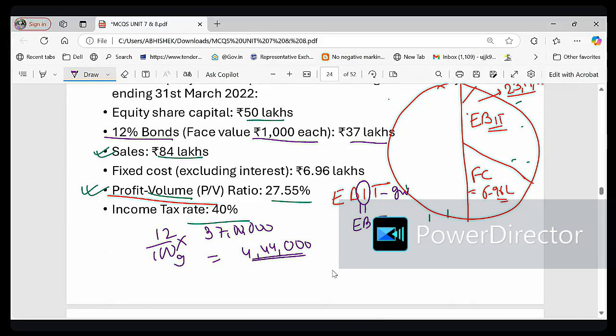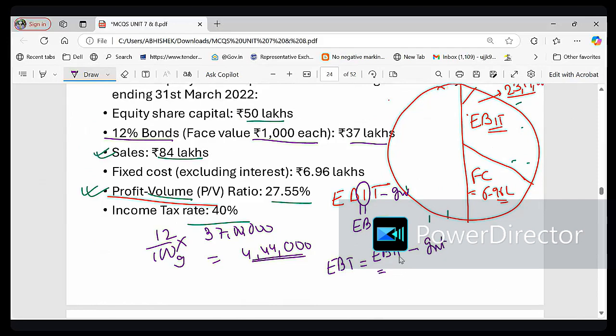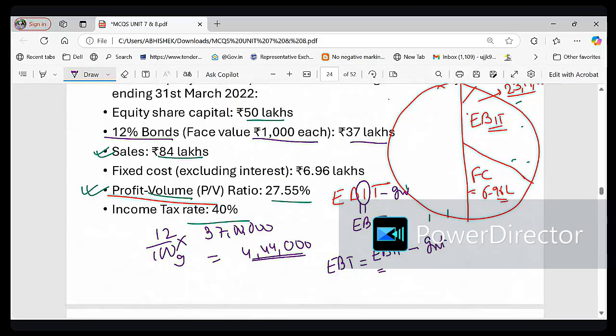So now if you want to calculate EBT, that is earning before tax, which is equal to EBIT minus interest. What is EBIT? We have just calculated, it is 16,18,200, minus interest. How much is the interest? 4,44,000. Just subtract it. How much you are getting? 11,74,200. This is our EBT. Please tell me, is it clear till now how we have calculated EBT?